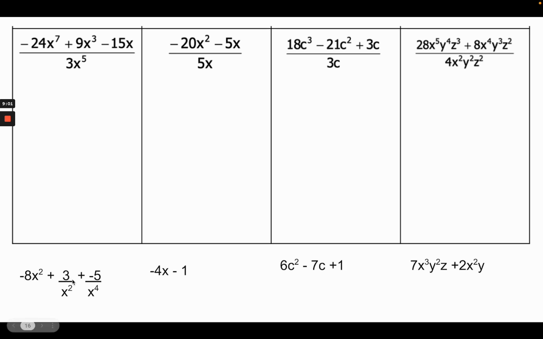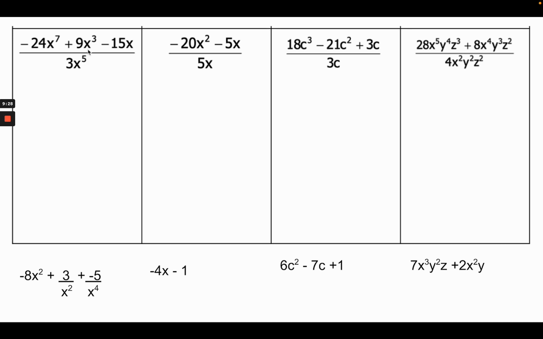So here I have an x squared on the bottom and an x^4 on the bottom, and I want to talk to you about why. So I have negative 24 divided by 3, which is negative 8. 7 minus 5, which is 2, so we're good there. And this next one, the numerator exponent is actually smaller than the denominator. So it would be 3 minus 5, which is a negative 2.